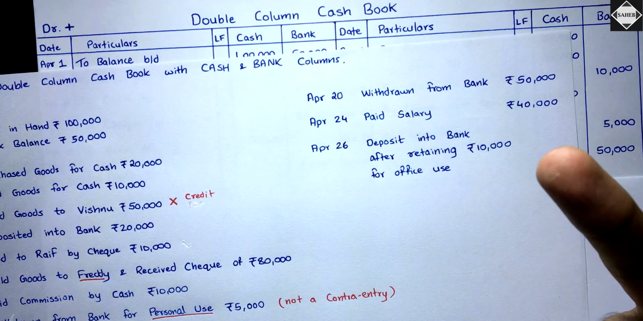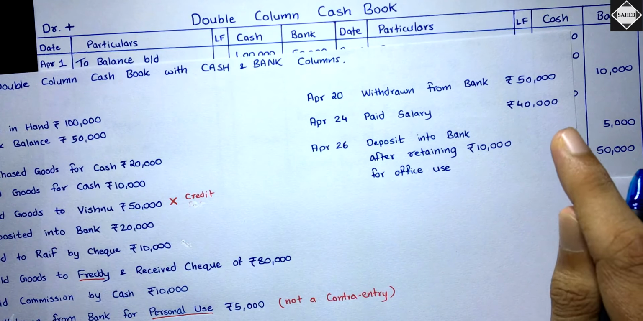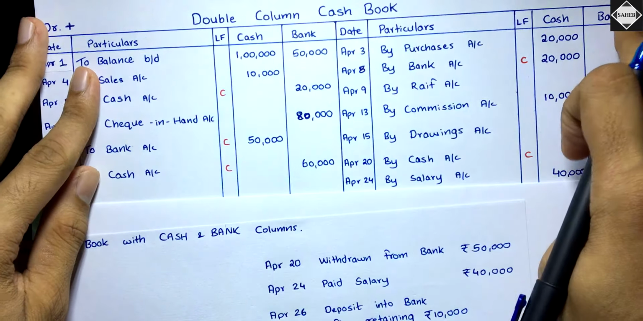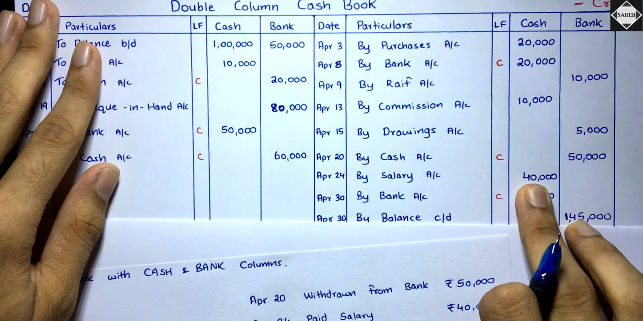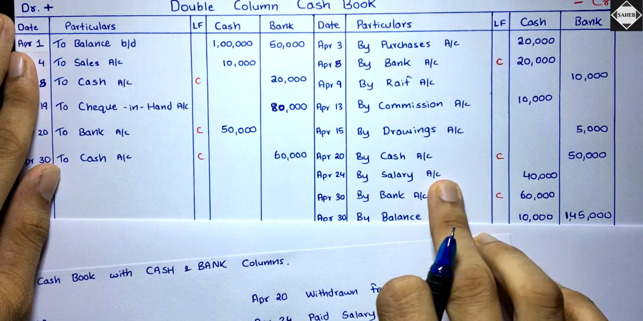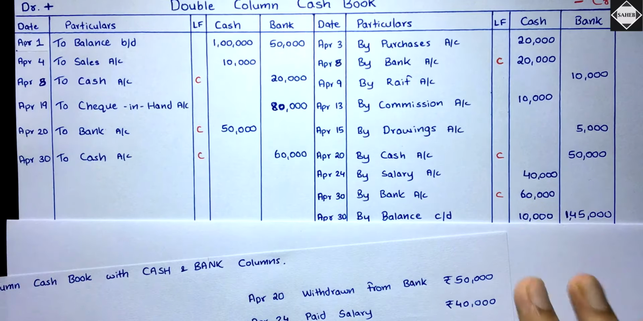What you have to do? You have to assume it's always cash. So just reduce the cash account. Cash is decreasing, cash credit. Write the amount in the cash column, 40,000, because you have paid salary to your employee by salary account. Clear? Easy? Right. April 24, this is how you will do that.